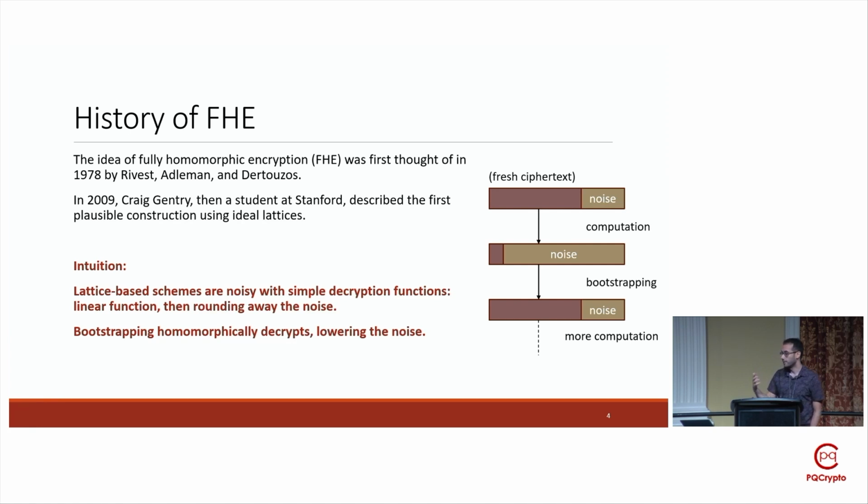The way we do that is through something called bootstrapping. This is where we run the decryption algorithm homomorphically in order to lower the noise. An important intuition here is that in lattice-based schemes, the decryption algorithm is pretty simple. It's always a linear part followed by a rounding part. So this simple decryption algorithm enables bootstrapping in a way. We can bootstrap, lower the noise, and continue computing.